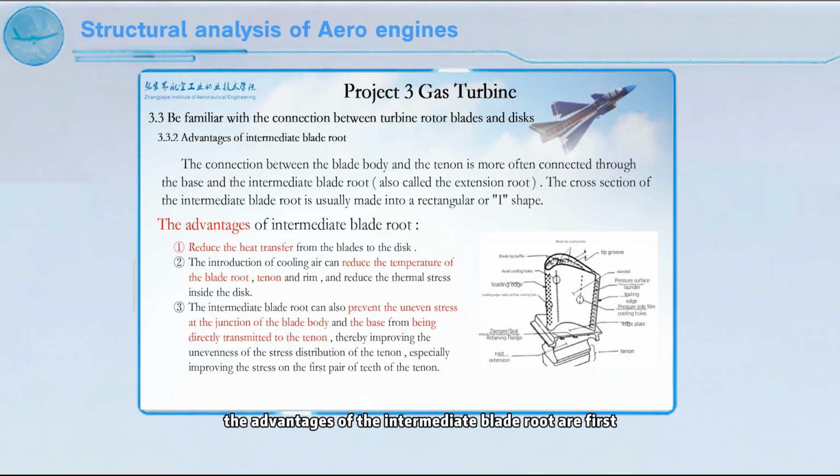The advantages of the intermediate blade root are: first, it reduces heat transfer from the blade to the disc. Second, the introduction of cooling air lowers the temperature of the blade root, tenon, and rim, reducing thermal stress within the disc. Third, the intermediate blade root prevents uneven stress at the blade base junction from being directly transferred to the tenon, improving the uneven stress distribution in the tenon, particularly improving the stress on the first pair of teeth.